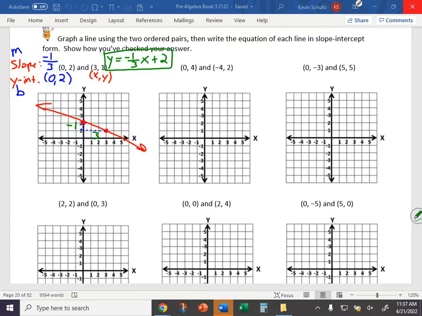Okay. Let's do another one. (0, 4) and (-4, 2). Plot those points. (0, 4) is going to be on the y-axis right there. And (-4, 2), negative 4 on x, 2 on y, is going to be right there. Connect the points with a line.